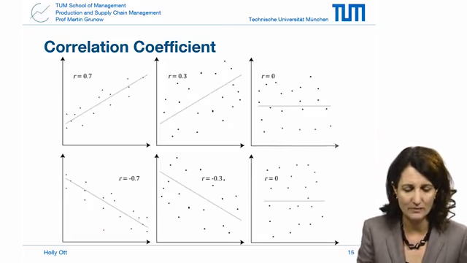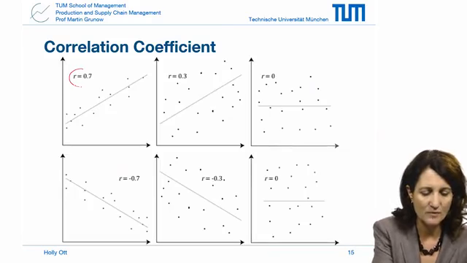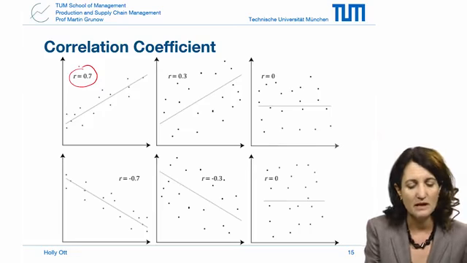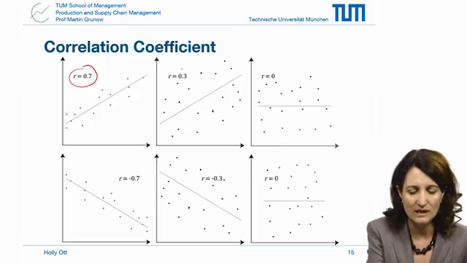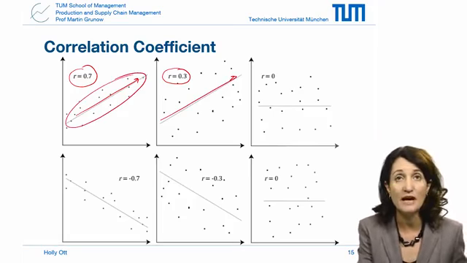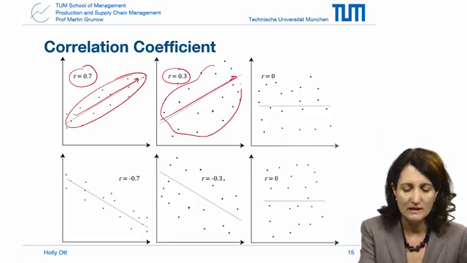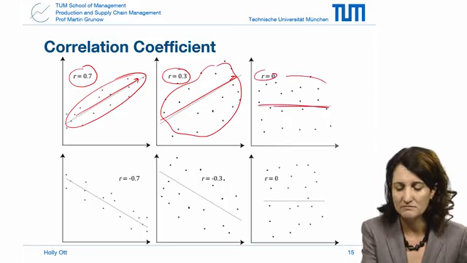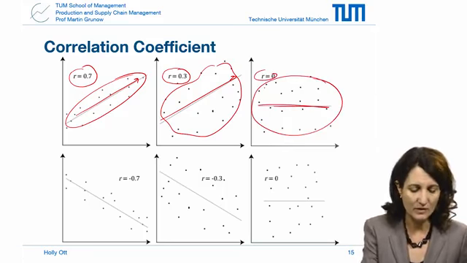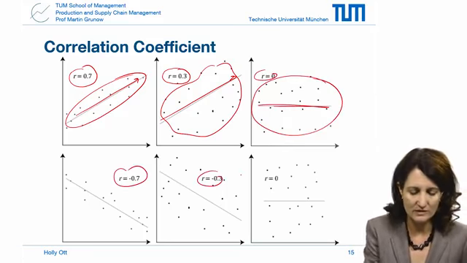Here, for example, R is 0.7, a positive relationship, and 0.7 is greater than 0.3. So here they're both positive relationships in the data, but here you can see the data is clustered around the line much more closely than here. And for R equals 0, well, the line is kind of in the middle. There's no real linear relationship there.